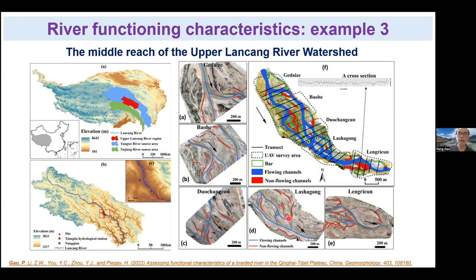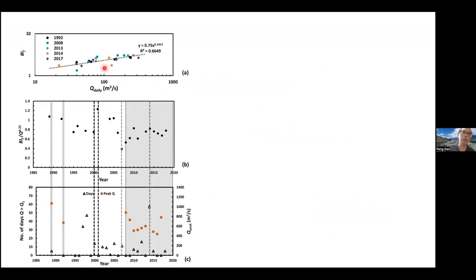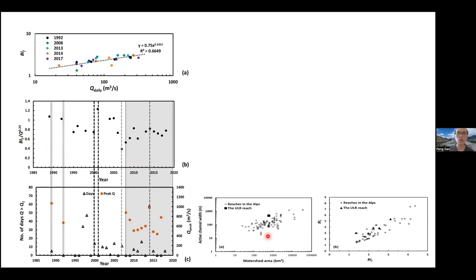There are five images that show you the UAV data of the same area, because of their high spatial resolution. We use the measurements from these five UAV images to calibrate our measurements from the Landsat data for this area. In this diagram, you see that braiding intensity in this area is closely related to the discharge. Here, you see the temporal trend of braiding intensity over time, and also the associated peak discharges, in yellow, and the number of days the discharge is above a given threshold value, shown in this triangular. In this one, we also compare the active channel width and braiding intensity against those of braided rivers in the European Alps.